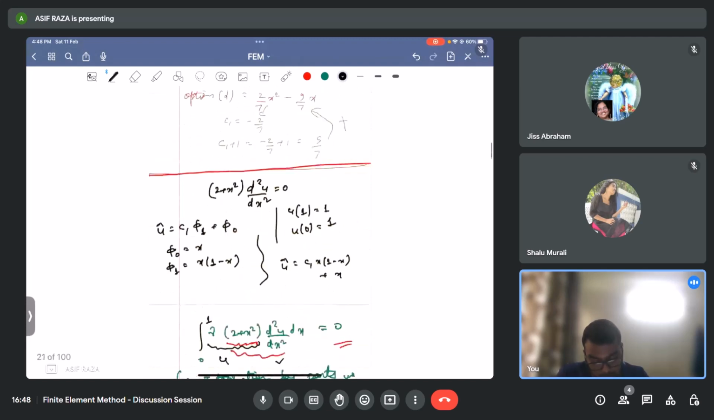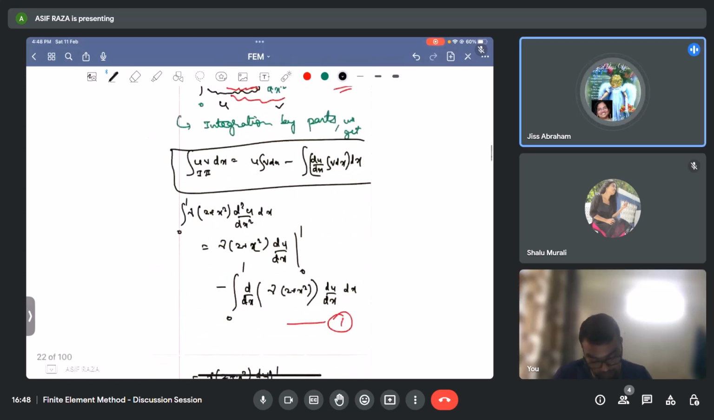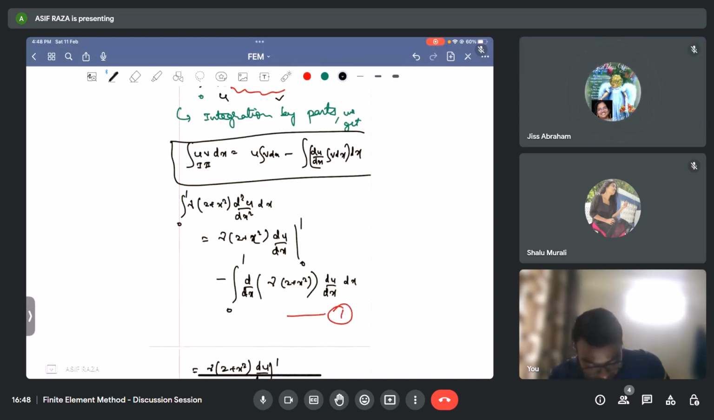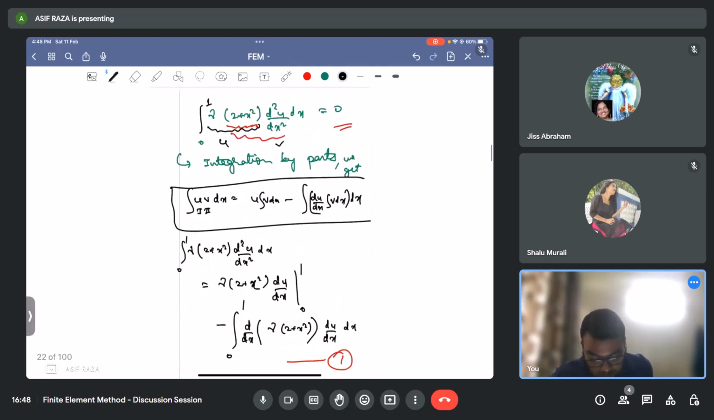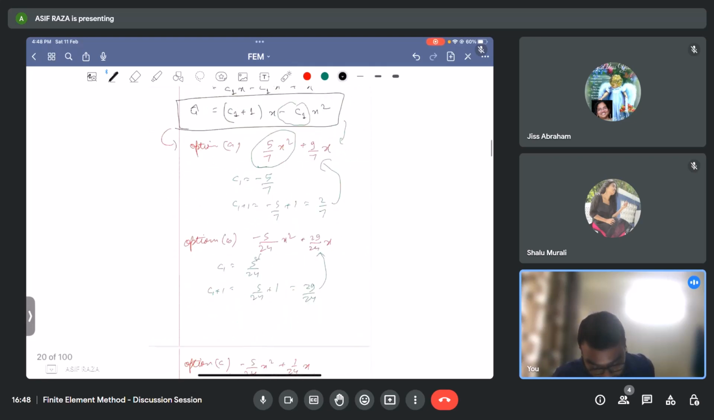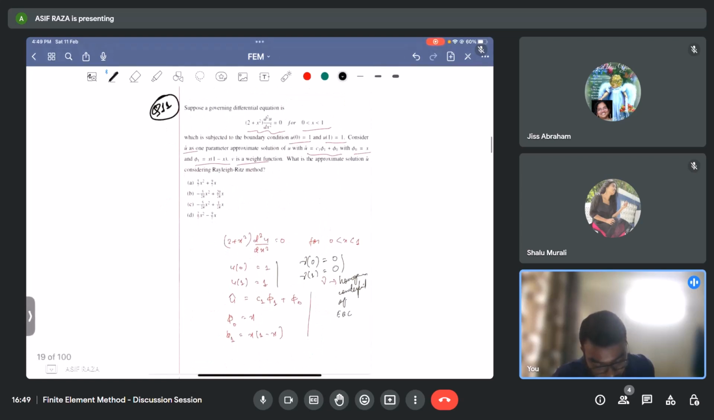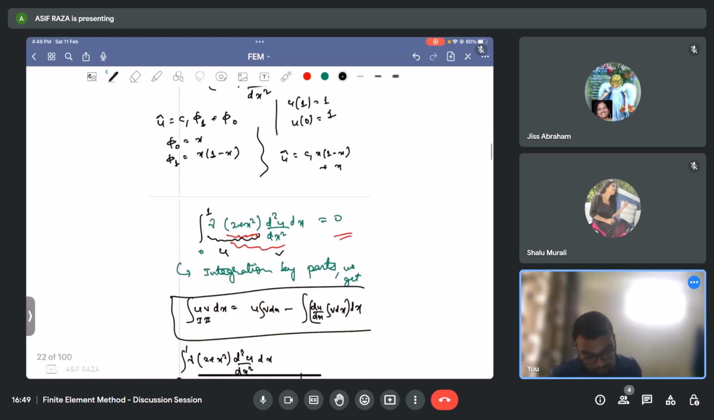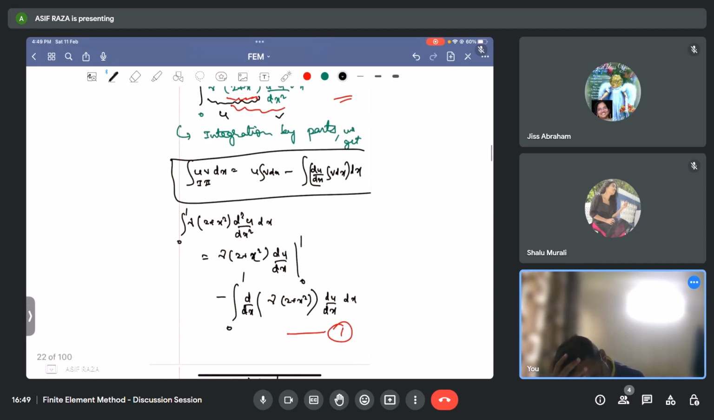Abraham, have I made any calculation mistake somewhere? Did you observe any? Sir, I couldn't identify. Okay. Let me see. Gamma 2 plus x square d square u by dx square. U0 is 1, u1 is 1.